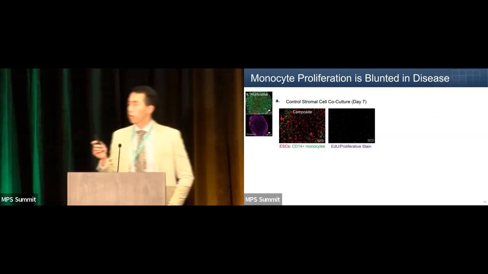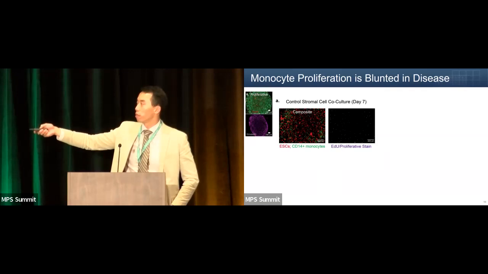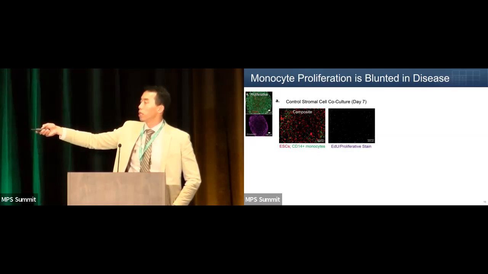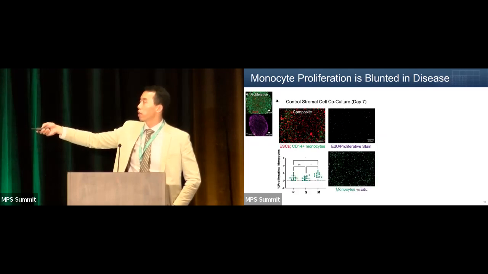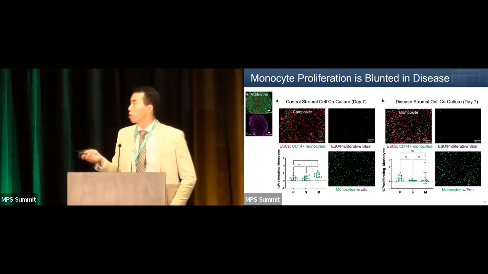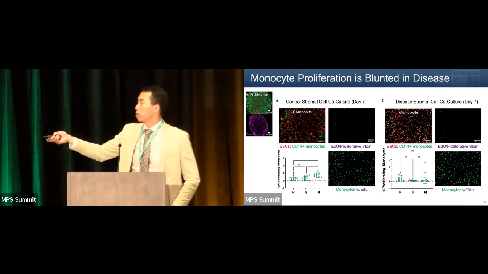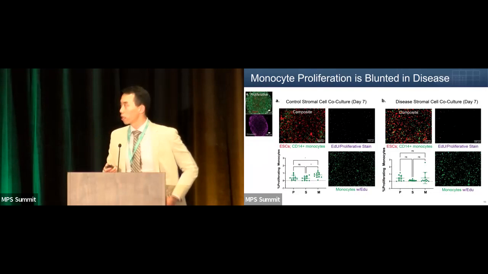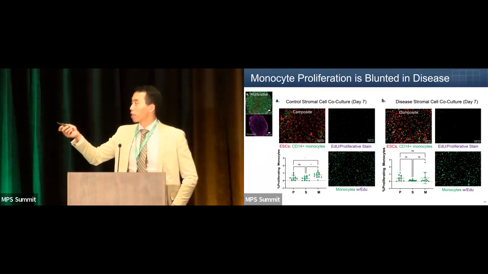One of the results that we found is that monocyte proliferation in our co-cultures is blunted in disease. So what we do is take a composite image of the stromal cells and CD14 positive monocytes that are encapsulated, and at day 7 of culture, we also do an EdU proliferation stain. If we isolate just the CD14 positive monocytes, we can overlay and use CellProfiler to quantify the amount of proliferation that we observe in culture. But in disease, it is significantly blunted, right? So that's one metric. But what about other molecular characterizations?